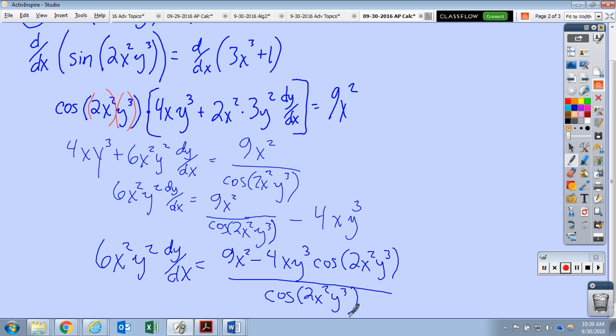But it can't cancel. No, this can't cancel out with this, because you don't have it in both terms. It's not all a product. I have this minus this. In fact, I wouldn't want to, because the idea was really to write all this as one fraction.